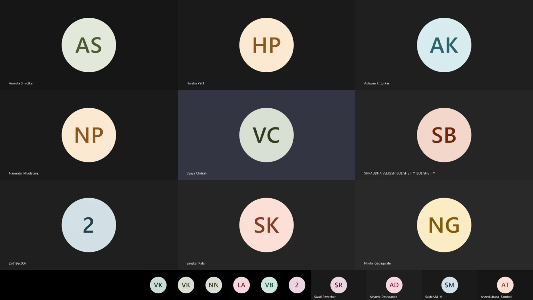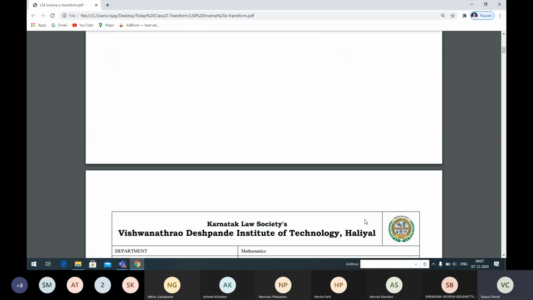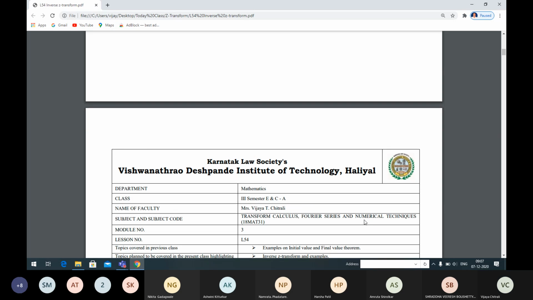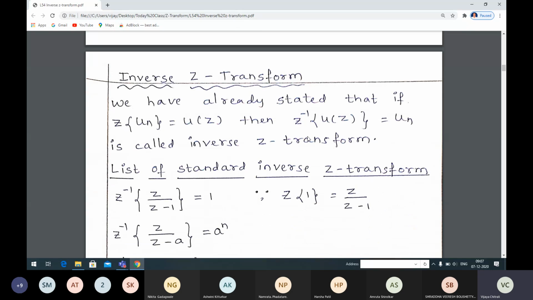Everyone. So in the last class we discussed examples on the initial and final value theorem and examples on the inverse Z transform. So in today's class also we'll discuss examples on the inverse Z transform by using partial fractions. So let us first recollect the inverse Z transform.